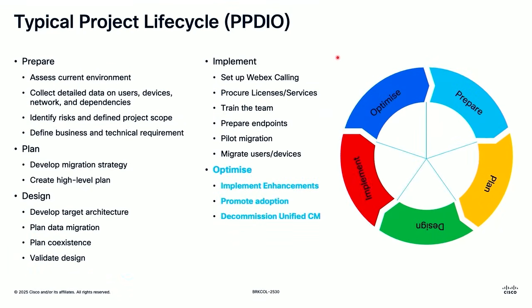And this gets us back to this PPDIO lifecycle. At the end, in the optimize phase, we are at the point where we can implement enhancements, bring in new stuff, where we can promote adoption, get more users on the system, and also where we finally get to the point where we can decommission the existing UCM, right? When we're done with all the migration, then we can decommission UCM, get rid of our on-premises PSTN, and focus on that.